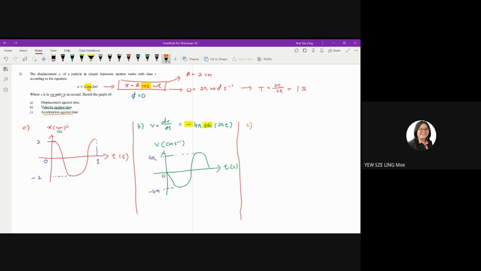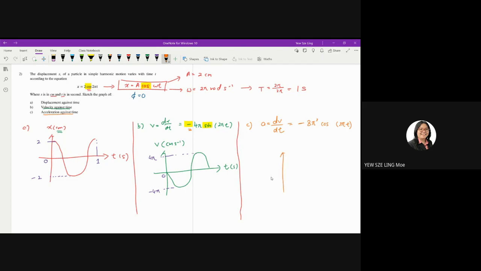Question C. A against t. I don't have the equation of A in terms of time, so what am I going to do? I'm going to differentiate V. So A equals dV over dt. Differentiating sine, I get cos. But because this is a negative equation, I'm going to keep the negative sign here. So negative 8 pi squared cos 2 pi t. Even though differentiating sine gives you cos, the V itself already comes with a negative. So we keep the negative in our equation. This negative is not because of differentiation. It is because V initially is already a negative value. So negative 8 pi squared cos 2 pi t.